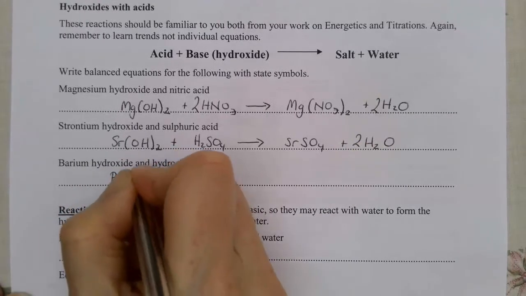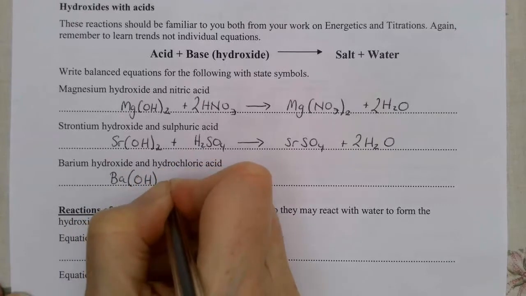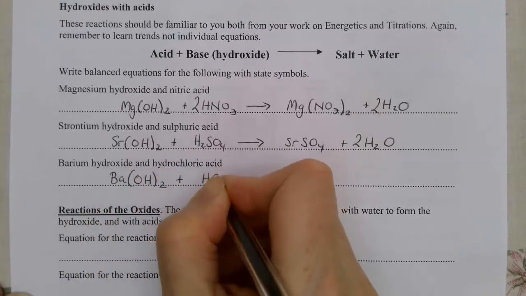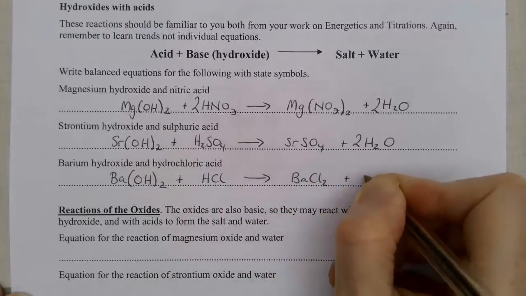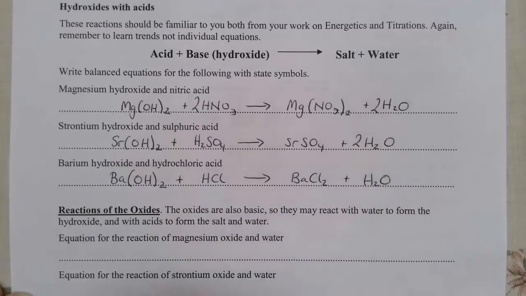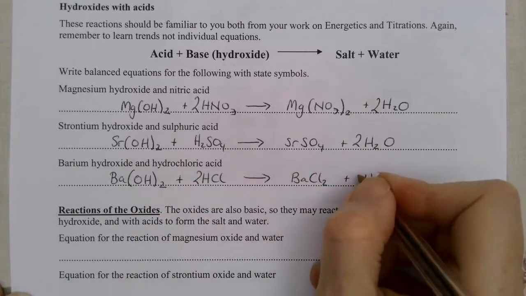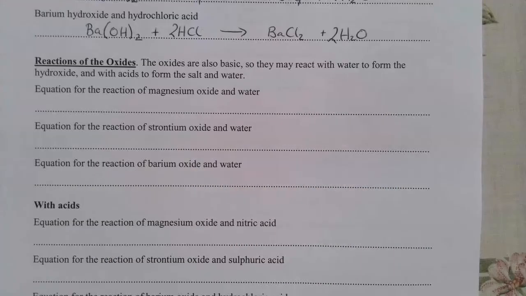Last one, barium hydroxide, and this time hydrochloric acid, HCl, gives us barium chloride, and again water. So it's the same reaction each time, hydroxide and acid, salt and water.